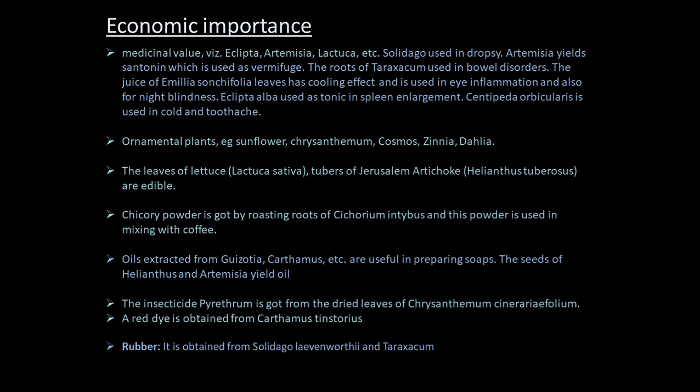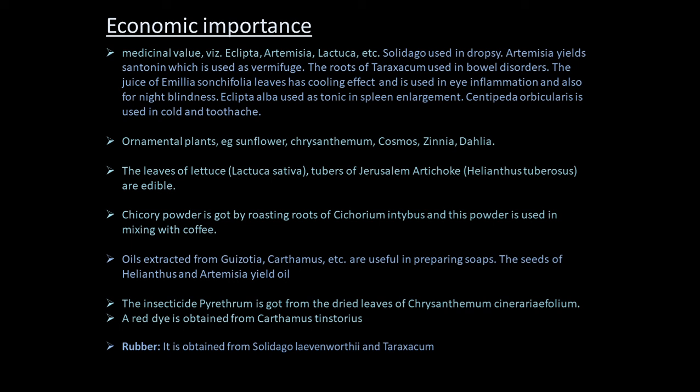The Asteraceae members show different economic importance. First one is medicinal value. Eclipta, Artemisia, Lactuca, etc. show some medicinal value. Solidago is used in dropsy. Artemisia yields santonin, which is used as vermifuge. The roots of Taraxacum are used in bowel disorders. The juice of Emilia sonchifolia leaves has a cooling effect and is used in eye inflammation and also for night blindness. Eclipta alba is used as tonic in spleen enlargement. Centipeda orbicularis is used in cold and toothache.